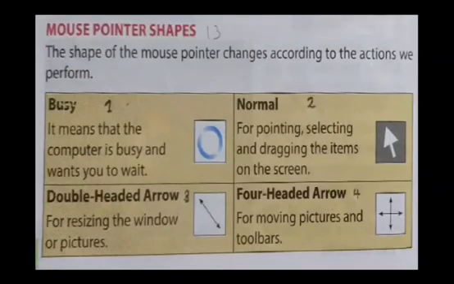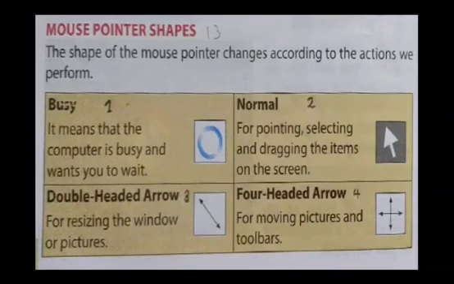Now, mouse pointer shapes. The shape of the mouse pointer changes according to the action we perform. When we perform an action, the mouse pointer changes its shape. First one is busy. You can see in this picture, this symbol means the computer is busy and wants you to wait.